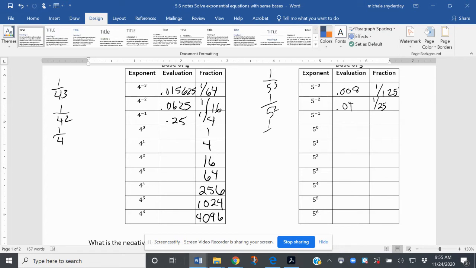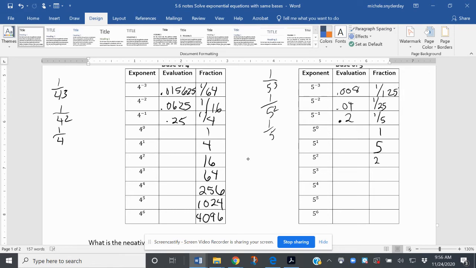5 to the negative first is 1 over 5 to the first, or 1/5. And I'm pretty sure this is in your assignment today, so the decimal equivalent would be 0.2. Anything to the first power is 1. Anything to the 0 power is 1. Anything to the first power is whatever it was.